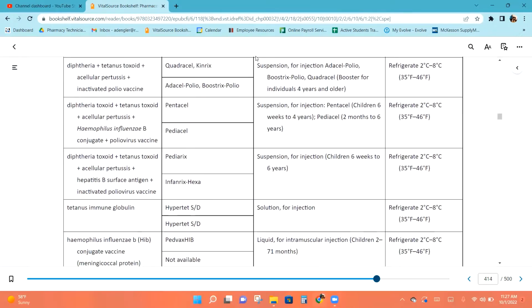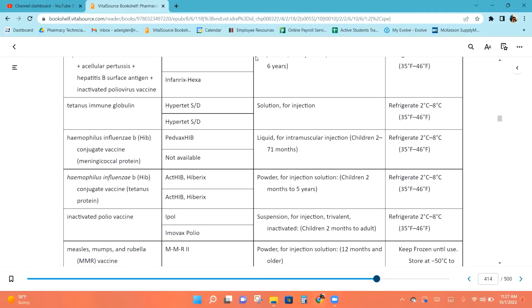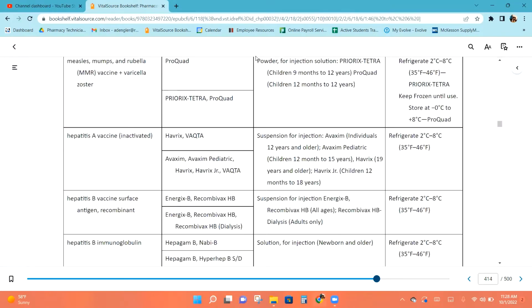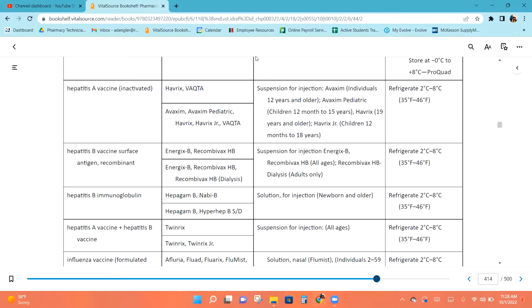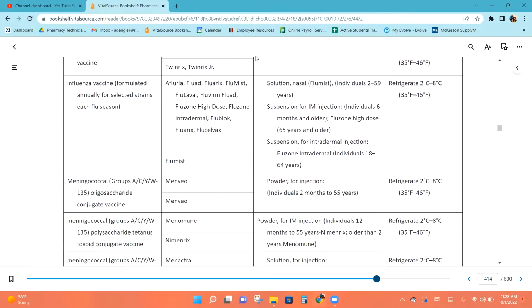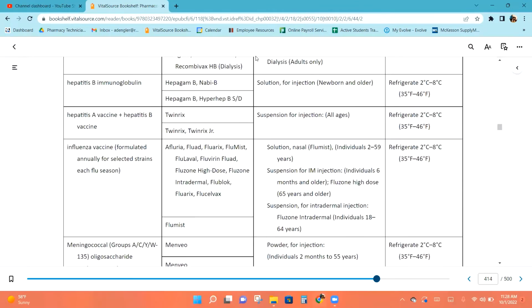So there's a tetanus immune globulin vaccine, diphtheria toxoid, tetanus toxoid, pertussis, and hepatitis all in one vaccine with inactivated polio. So there have been a lot of advances in vaccines, probably since most of us have been children, especially me. You can see all of these.